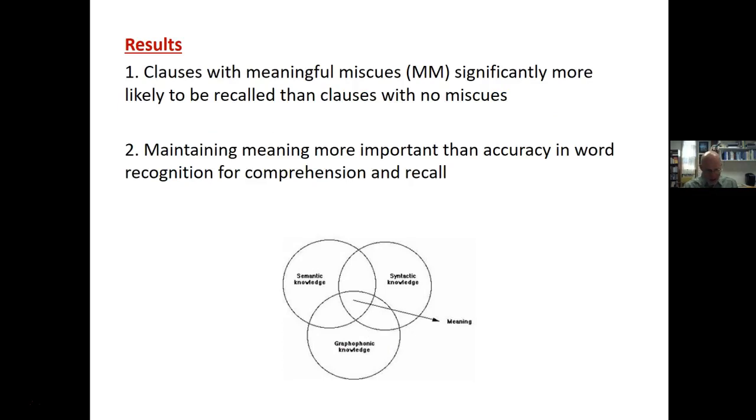The results: clauses in which there were more meaningful miscues were significantly more likely to be recalled than clauses with no miscues. Meaning, they could have read it correctly, but when they read it with a meaningful miscue, they were significantly more apt to recall that clause. This points to the idea that accuracy in maintaining meaning was more important than accuracy in word recognition for comprehension and recall. What should we focus on then? We should focus on strategies that focus on meaning.